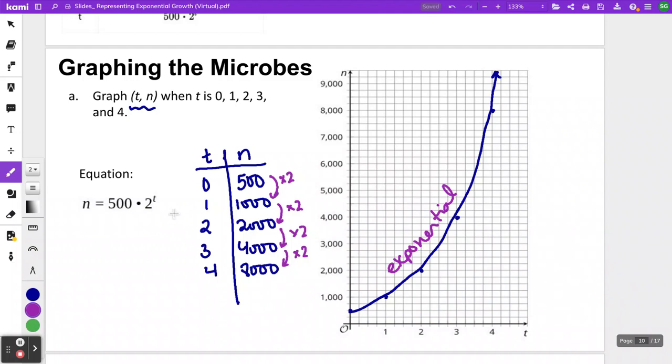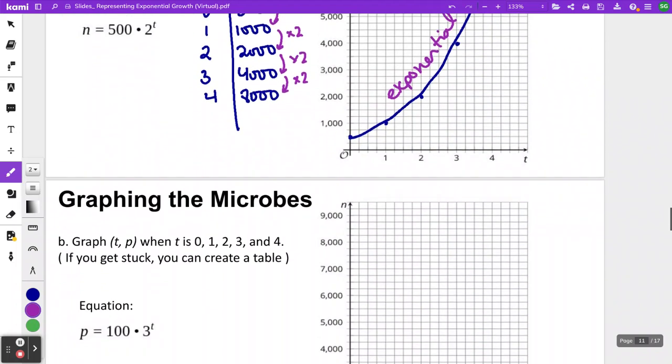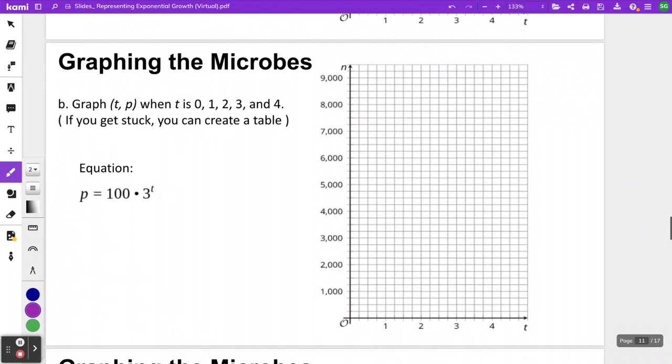Now I went ahead and I graphed this first equation here. The second graph we're going to do is for the other one. So this was the parasite example we had come up with. Again, my suggestion is to create a table like we did above to help you graph. Go ahead, pause this video, create your table to help you graph this situation, and then come back so we can discuss it.